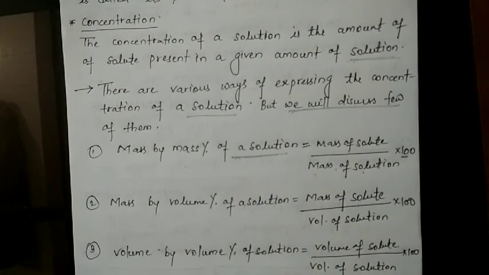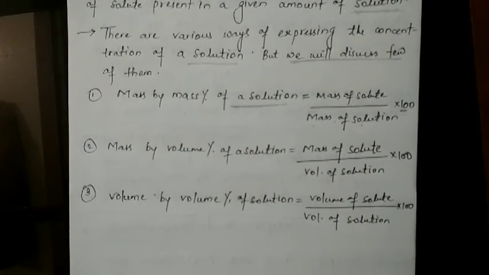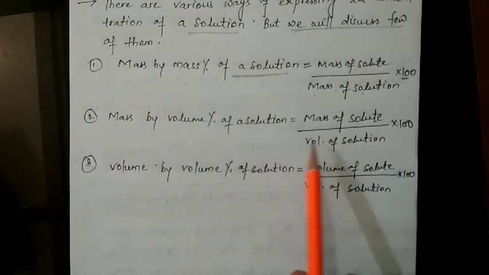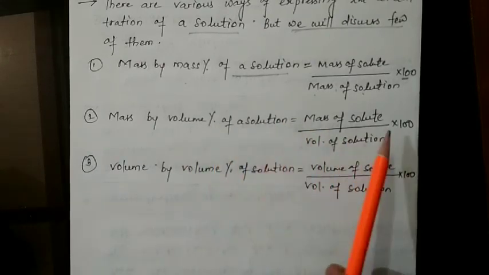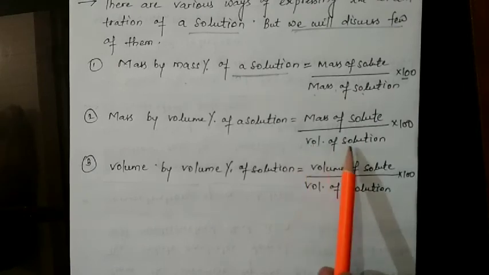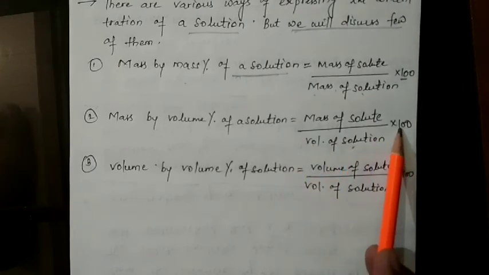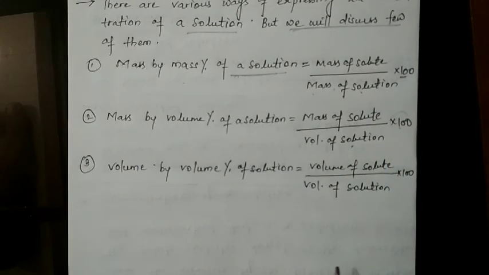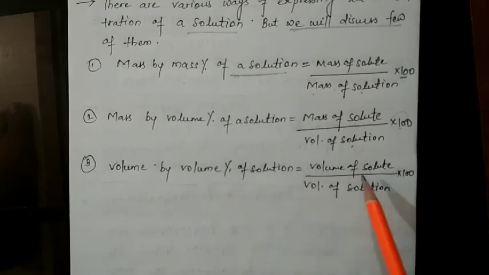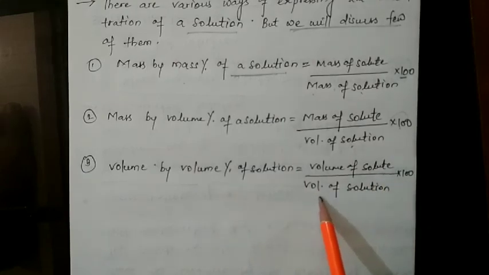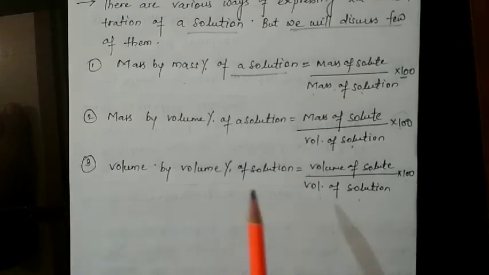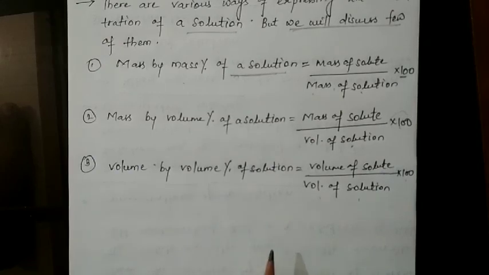Second one is mass by volume percentage. Mass by volume percentage means mass of solute upon volume of solution into 100. We multiply by 100 to obtain the percentage. Third, volume by volume percentage means volume of solute upon volume of solution into 100. So these are the three methods of expressing the concentration of solution.